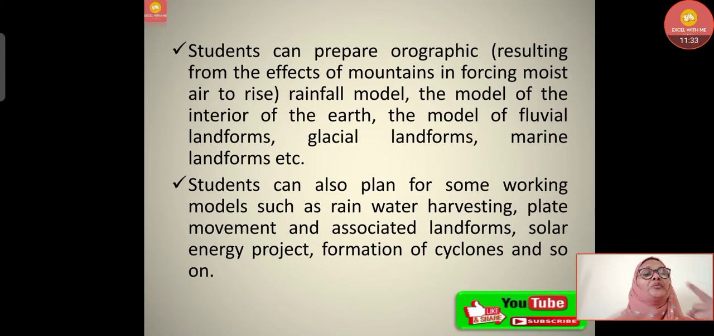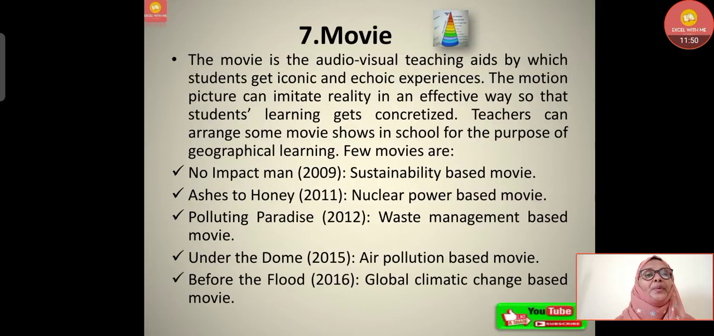Then tectonic plate movements and associated landforms. Then solar energy project. Then formation of cyclones and n number of activities there. We have talked about the volcanic eruptions, live models also they can prepare.